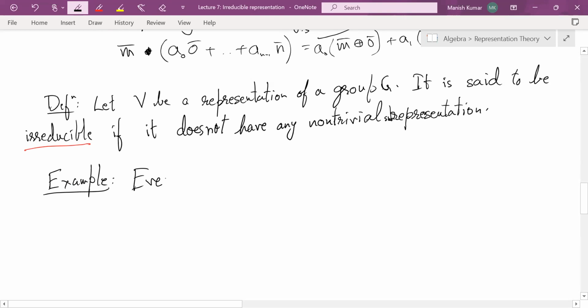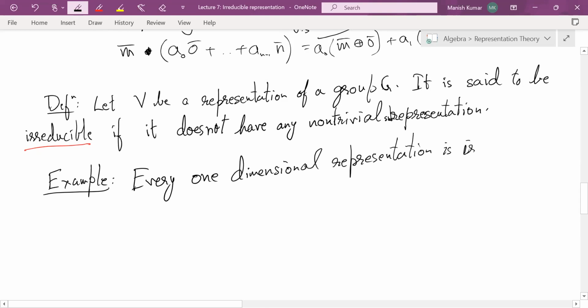Every one-dimensional representation is irreducible. Yeah, because of course that's trivially true. You can't even have a non-trivial subspace.